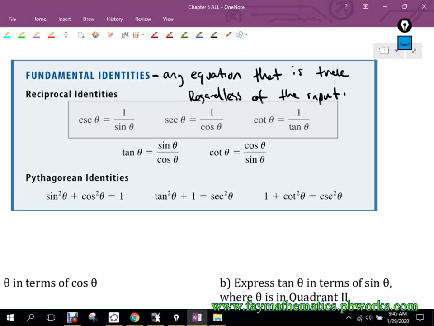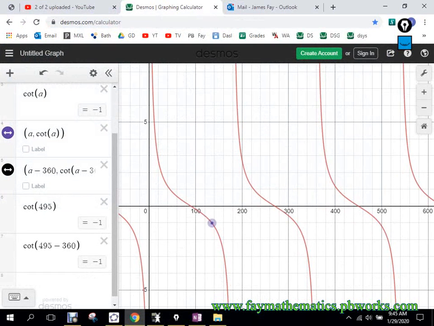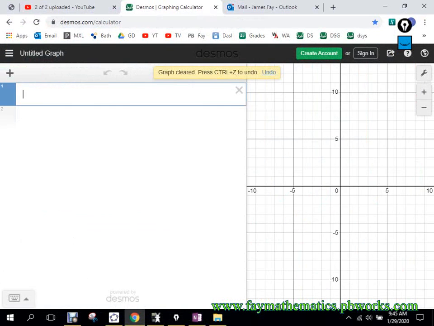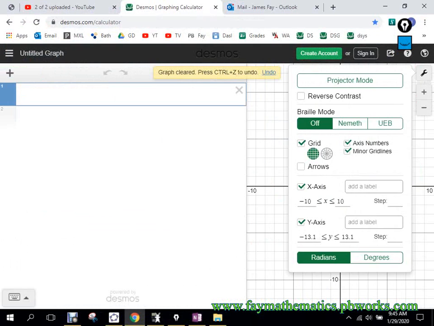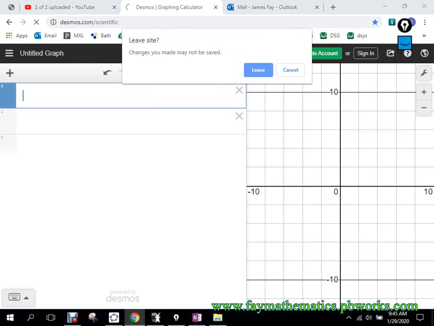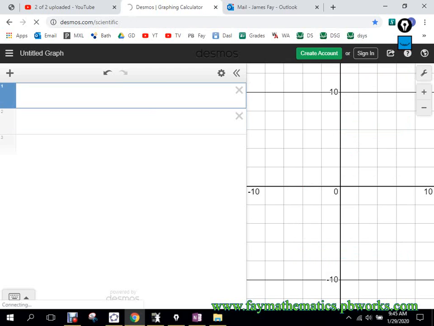If I take the cosecant on my calculator and put a theta in there, and then take 1 over sine and put the same theta in there, it should be the same result. Desmos can demonstrate this with the graphing aspect. It doesn't work with the scientific calculator for Desmos.